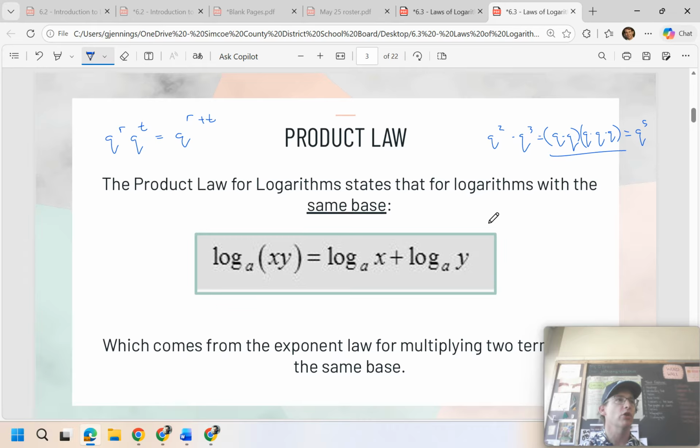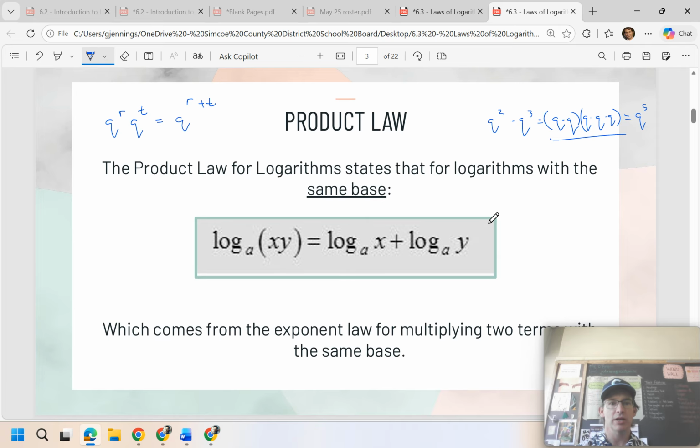Similar thing here for logarithm laws, but I'm going to reference back to exponent laws when we talk about them. So the first one is the product law. If you're taking the log of something that has a nice clean factorization that you can make use of, you can separate that. Log base a of xy is equal to log base a of x plus log base a of y. Let's see why that is.